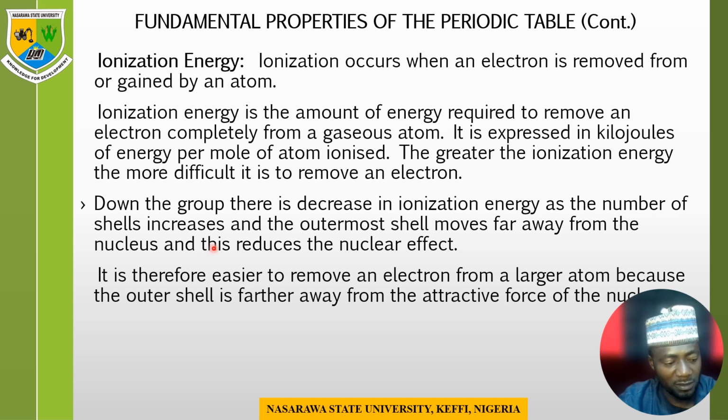So as you can see, since there's an increase in the number of shells going down the group, there is a decrease in the ionization energy. But across the period, there is an increase in ionization energy, because the size of the atom is decreasing as you move from left to the right hand side of the periodic table, that is across the period. So if the size is decreasing, it means as you are moving from left hand side to right hand side, the atom is becoming smaller and smaller, and the electron is getting closer and closer to the nucleus, which makes it more difficult to be removed as you move from left hand side to the right hand side.